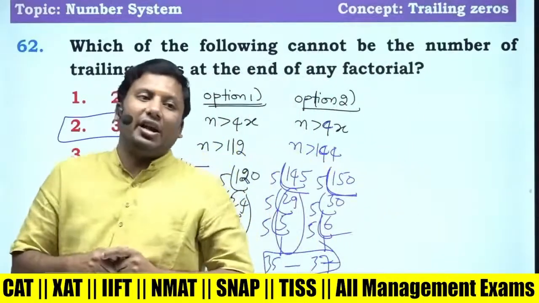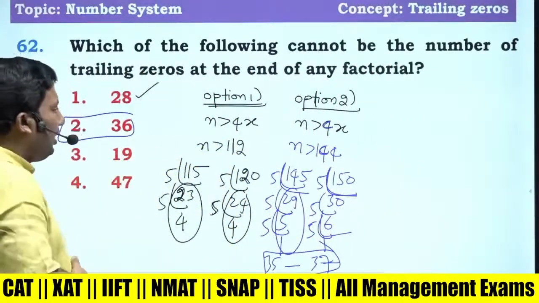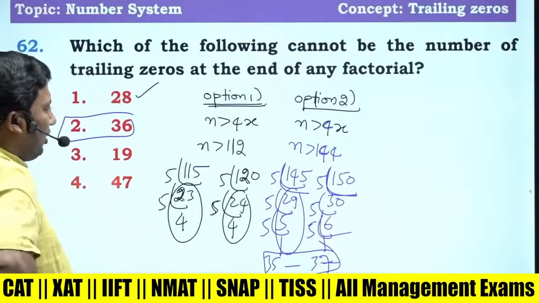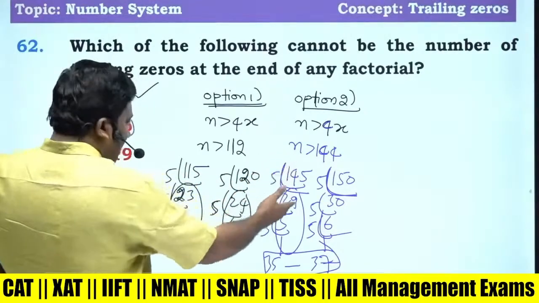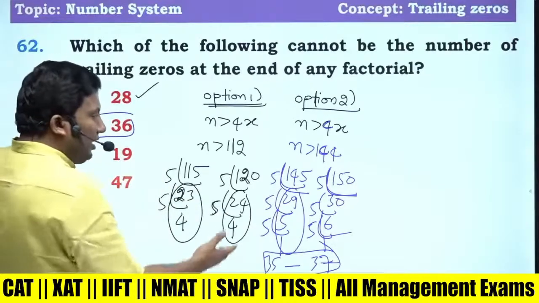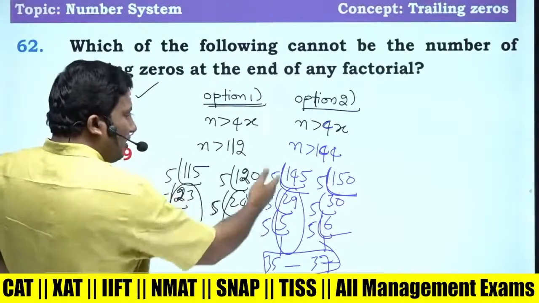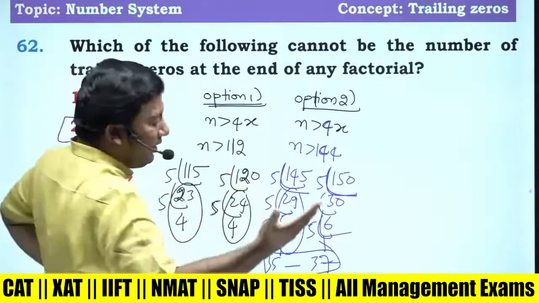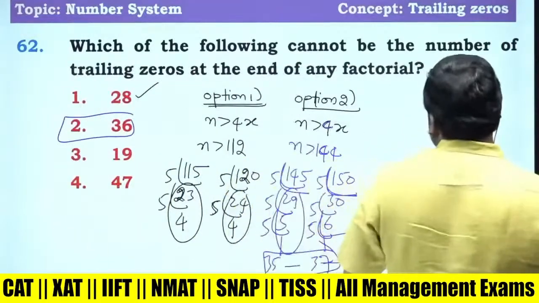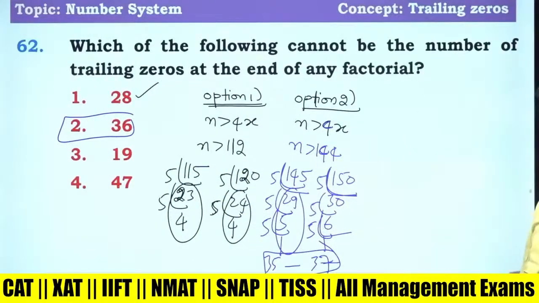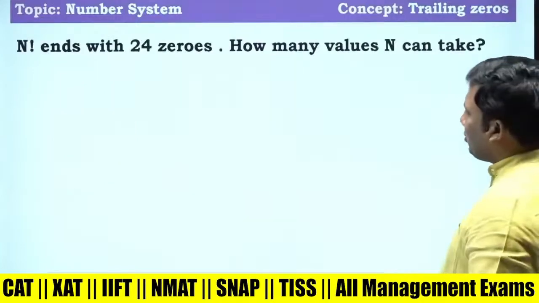N is greater than 4x is the concept. N greater than 144. Multiple of 5 greater than 144 is 145. So this will give you 35 zeros. 150 is 25 into 6, so I will get an extra 2. So next will be 37. Second one will be the answer. Next one.